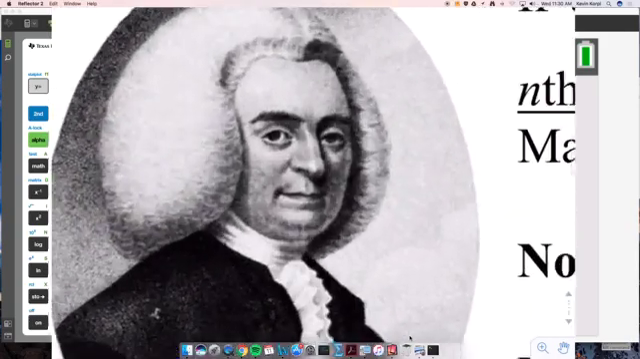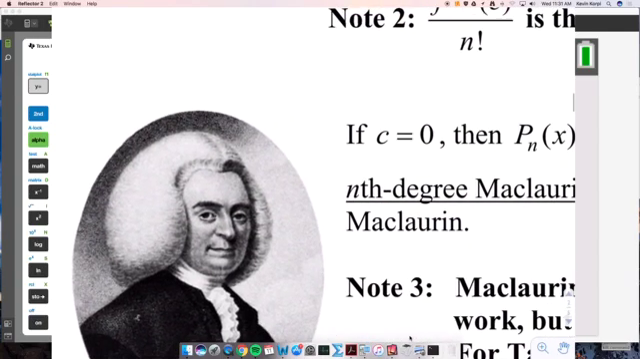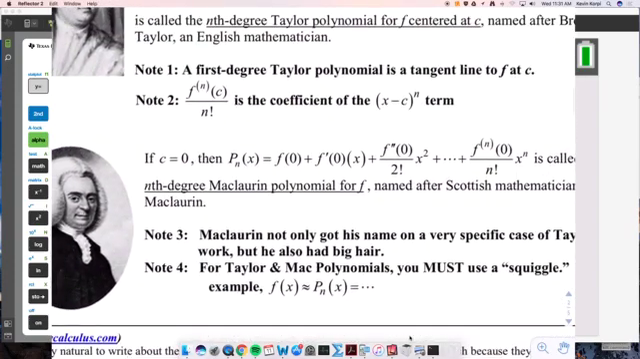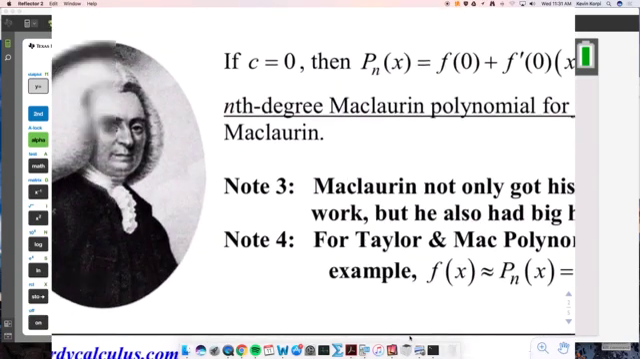We're going to do him first. Aren't you envious of his hair? That might be a wig, but I hope it's not. I hope he sported that every day. Okay? This guy's name was Mac Daddy Maclaurin. Okay? Colin Maclaurin, right, Colin? Yeah, there you go.